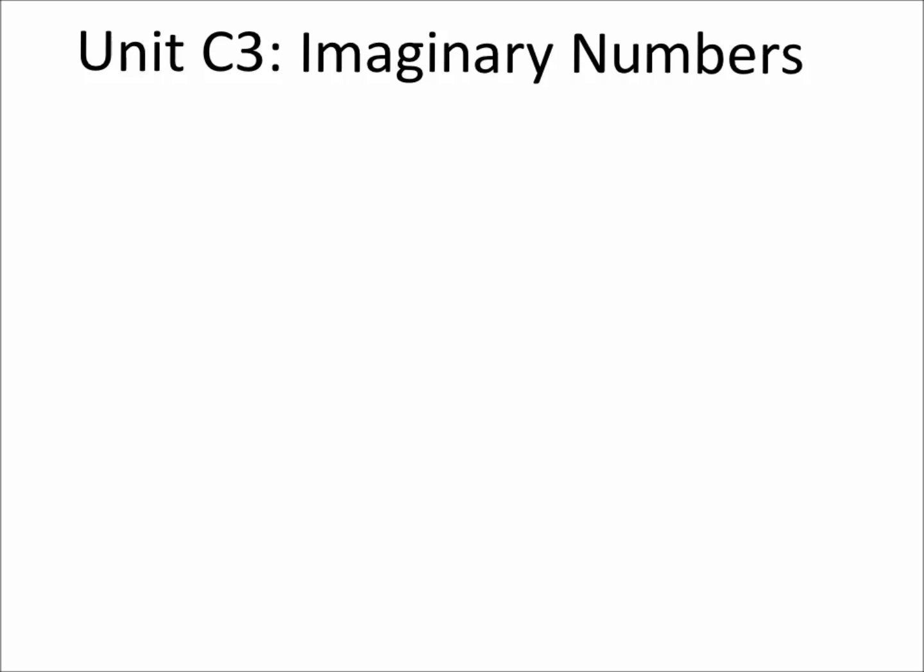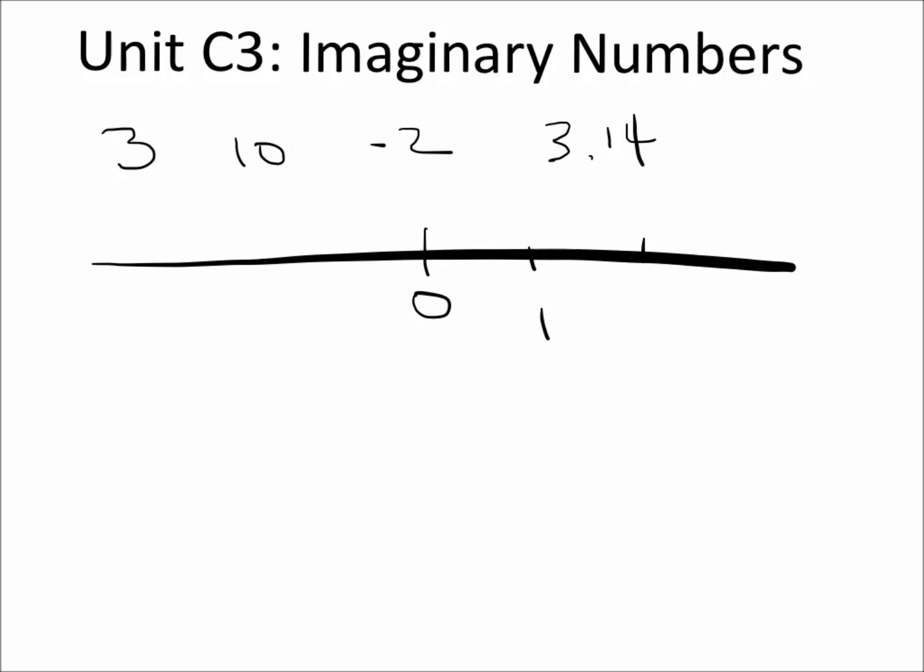Up to this point in your math career, you've only experienced real numbers. Numbers like 3, and 10, and -2, and 3.14, and all these different numbers that have come up. And every single one of them could be put on a number line. 0, 1, 2, 3. We could find some place for them. But now you have gotten old enough where we can start talking about numbers that can't be put on this number line.